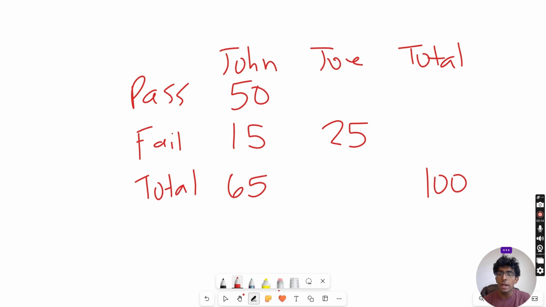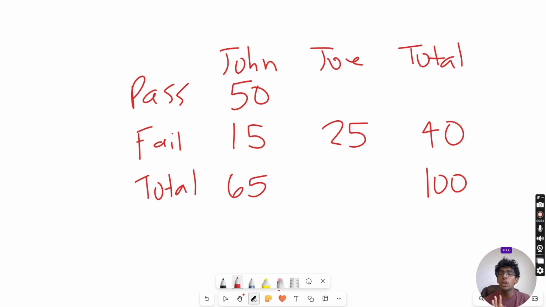Which column or row has 2 out of the 3 boxes filled? All right, the fail row does. 15 and 25, right? We have to add John plus Joe to get the total for the failed. So 15 plus 25, that gets us 40.